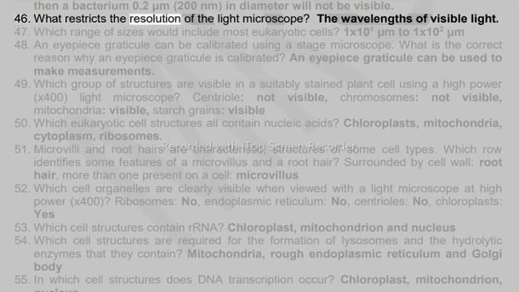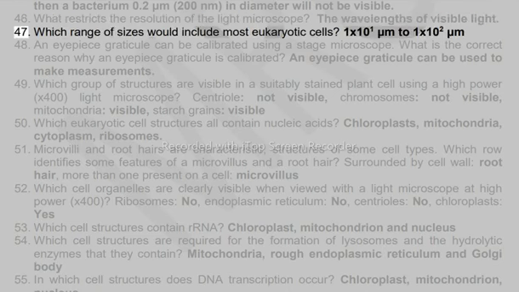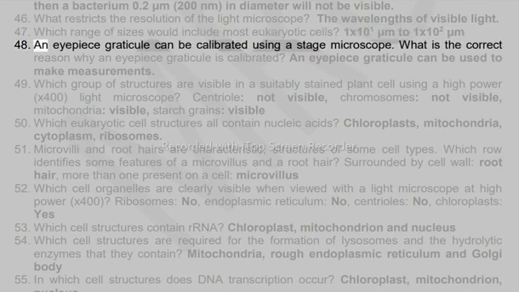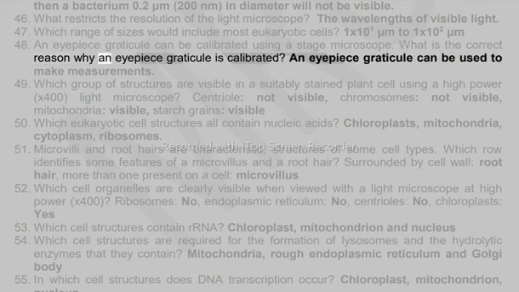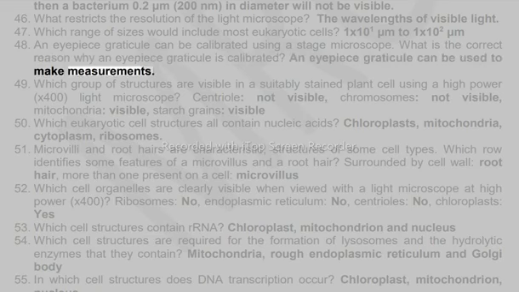46. What restricts the resolution of the light microscope? The wavelengths of visible light. 47. Which range of sizes would include most eukaryotic cells? 1 × 10^1 micrometers to 1 × 10^2 micrometers. 48. An eyepiece graticule can be calibrated using a stage micrometer. What is the correct reason why an eyepiece graticule is calibrated? An eyepiece graticule can be used to make measurements.